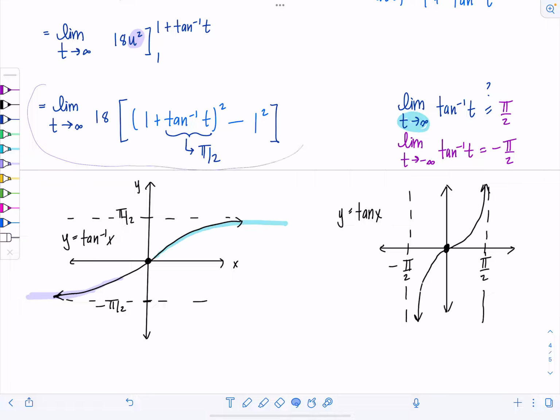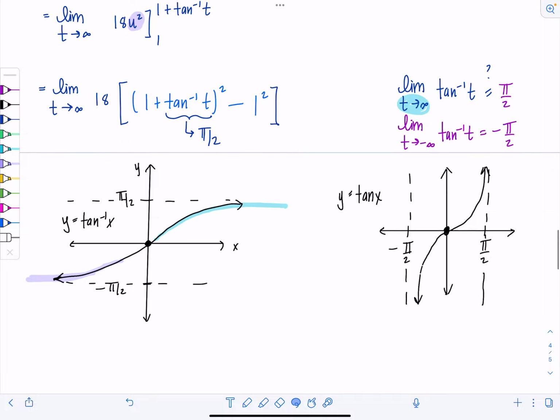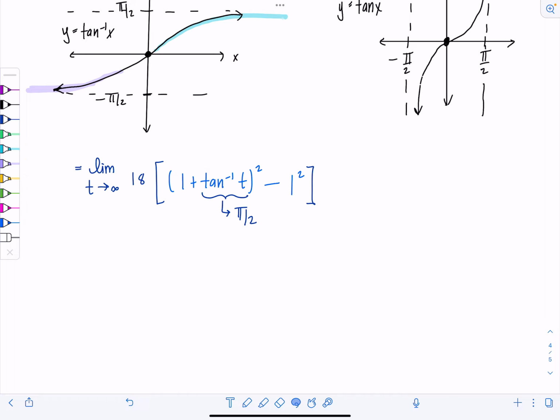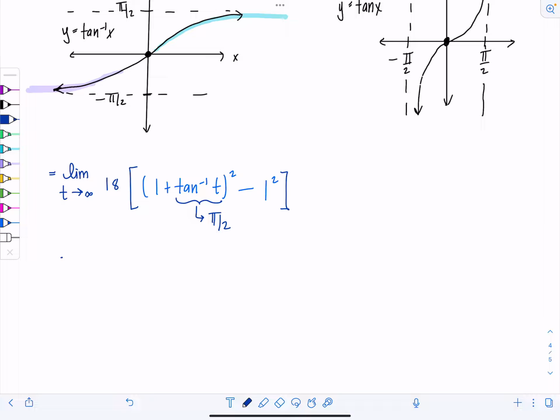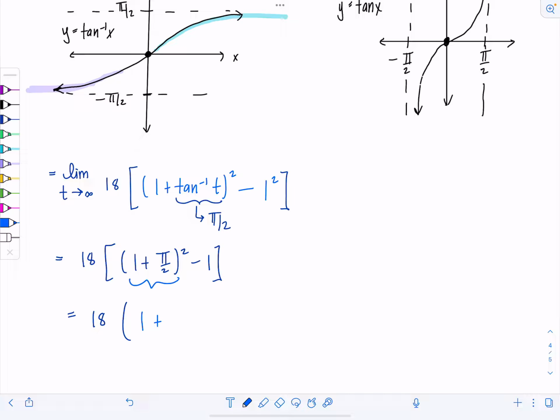Let's copy this and continue below. That was the briefest little trig review, but that got the job done, hopefully. So we've got now limit. Oh, no more limit. We took the limit. So I've got 18 times 1 plus pi over 2 squared minus 1. See how there's no more t, so I'm not writing lim as t goes to infinity anymore. We took it, the limit. We're good. 18 times, let's multiply this out. So this is going to be 1 plus 2 times 1 times pi over 2 is just pi, plus pi squared over 4 minus 1.